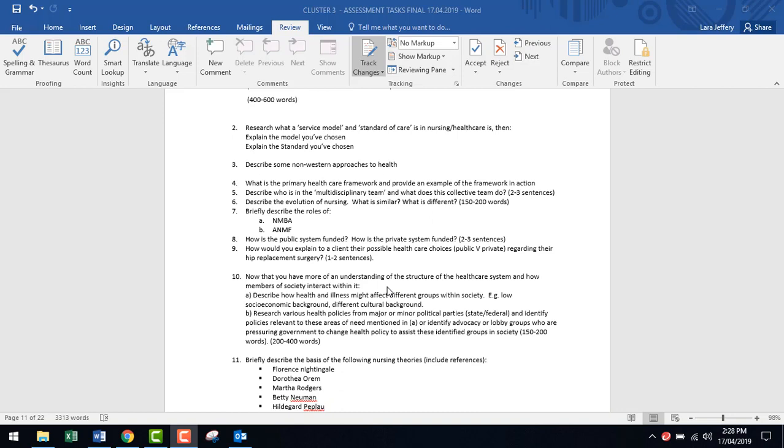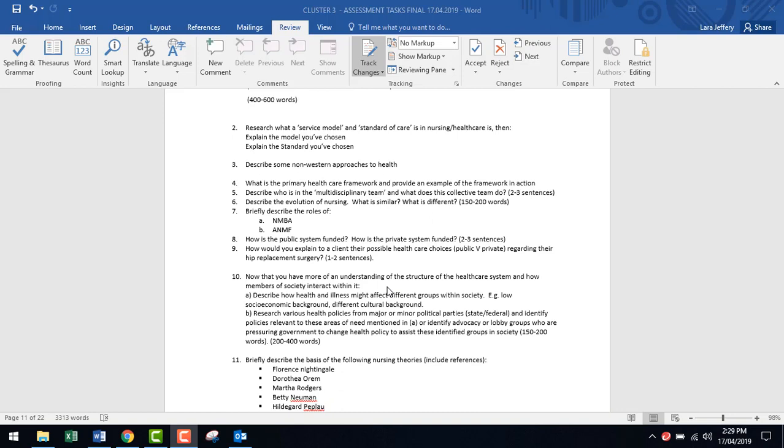Number 9, how would you explain to a client their possible health choices? So if they were going in for hip surgery, what would their experience be as a public patient? And then what would their experience be as a private patient? If you were having to explain to a patient those two different journeys for them.